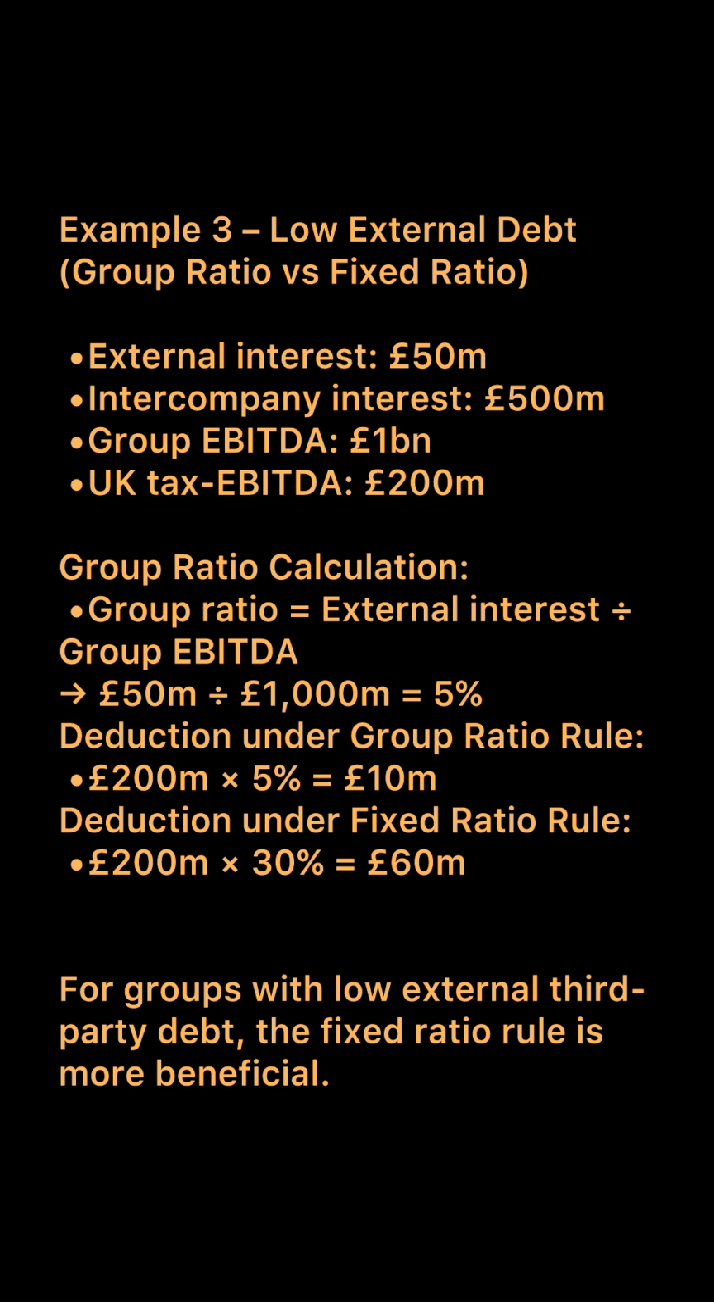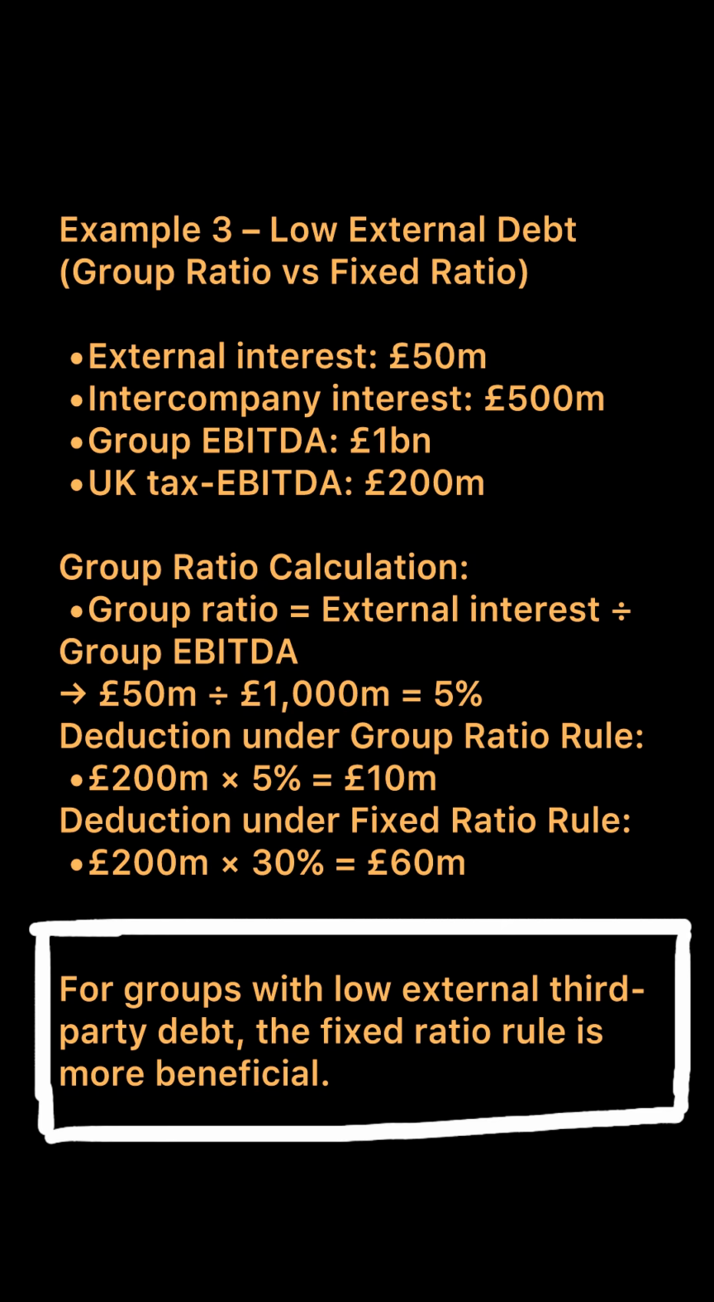So let's understand with an example, then it will be clear to all of you. In this example, under group ratio test, the deduction is 10 million, whereas under fixed ratio test, the deduction is 60 million. That means for a group which is having a low external third-party debt, the fixed ratio rule will always be more beneficial. Now the third one is the public infrastructure exemption.